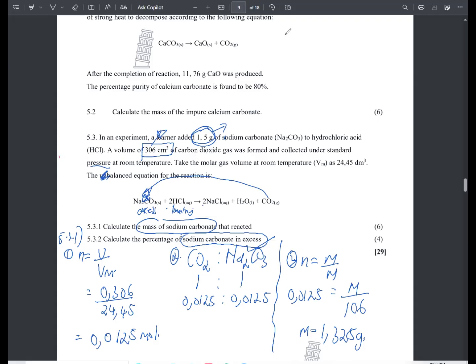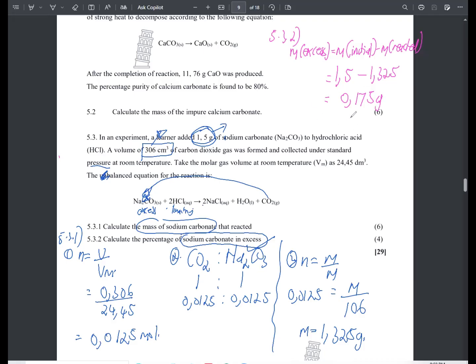So we are going to say 5.3.2. Now, calculate the percentage of sodium carbonate in excess. They want the mass in excess as a percentage. So what mass do we actually have in excess? To find the mass in excess, you have to say the mass initially, which is the one that is available, minus the mass that actually reacted. The mass initially was 1.5 gram, but from the 1.5 gram, only 1.325 grams reacted. So what do we have in excess, meaning what would be left after this has reacted? It's only 0.175 gram.